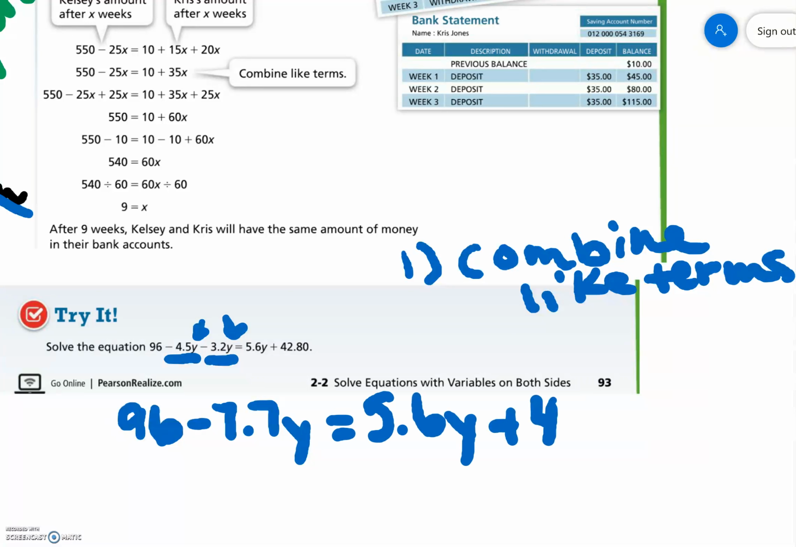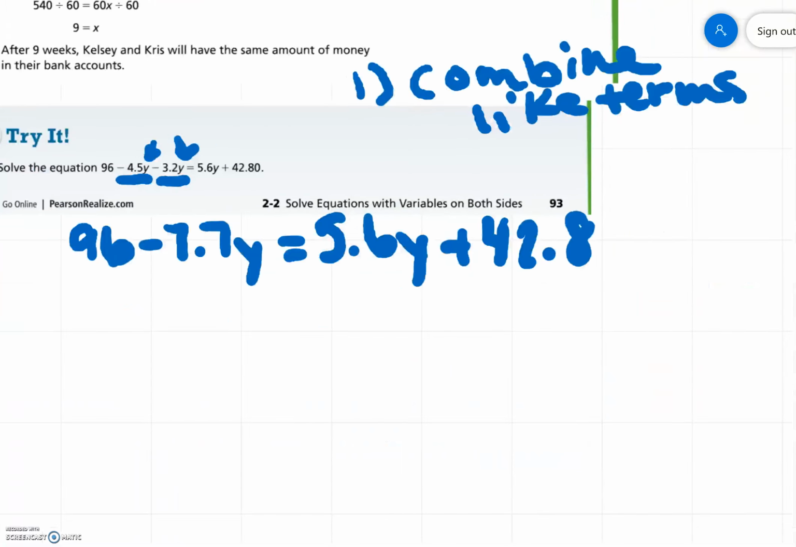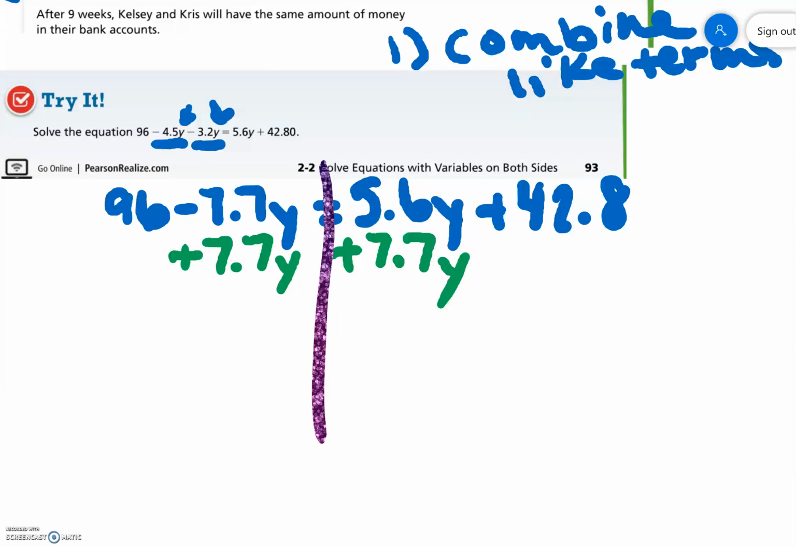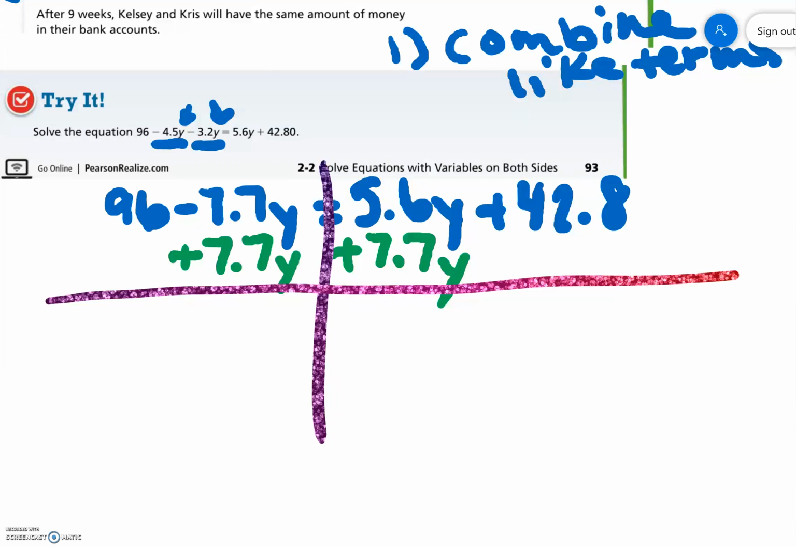5.6y plus 42.8. Okay, we're trying to get the y by itself. We can either add 7.7y to both sides, or we can subtract 5.6y from both sides. Both ways will get you the correct answer, but I'm going to tell you it's easier to add 7.7y to both sides. Also, some people like to draw a line down the middle. I am totally okay with that. That's a good way to organize. Okay. So, negative 7.7y plus 7.7y cancels out because they're inverses. So we're just left with 96 on this side.